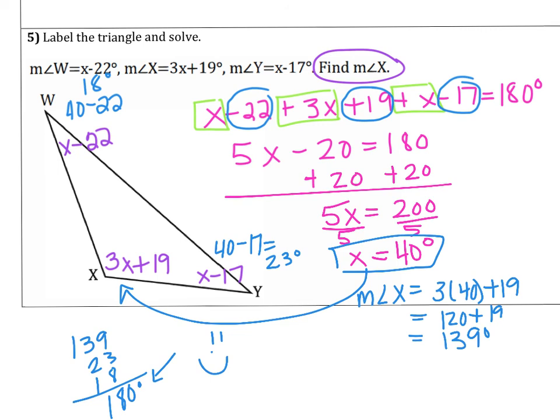All right, guys, this is your introduction to triangles. Remember that any triangle, these three angles, 1, 2, and 3, add up to 180 degrees. When you have a linear pair side by side, 2 and 4, they add up to 180 degrees.